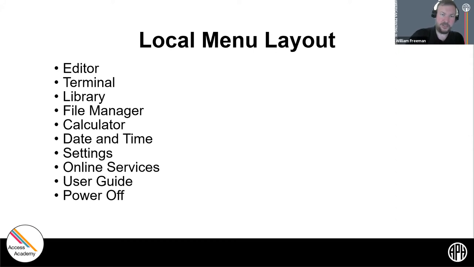So if you know you need to go to settings, just press S, and that'll jump you from editor to settings. If you've got two items that start with the same letter, just press it twice. So say you've got two items that start with the letter S, just press S once, that'll take you to the first item. Press S again, and that'll take you to the second item.